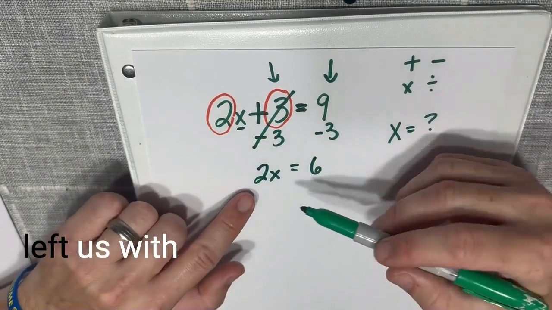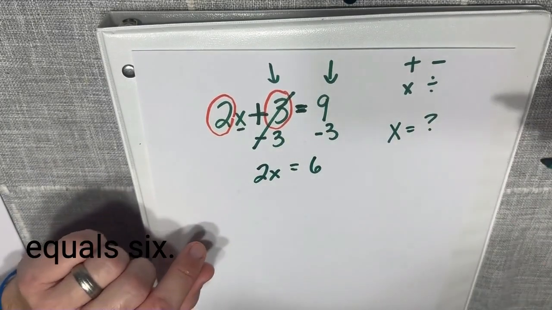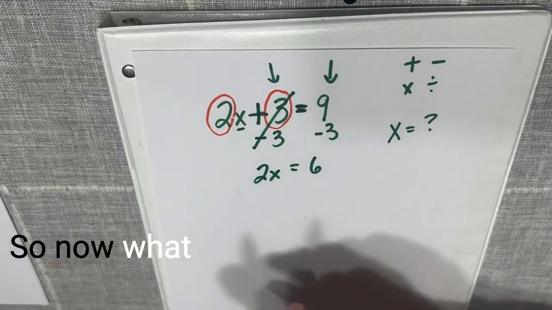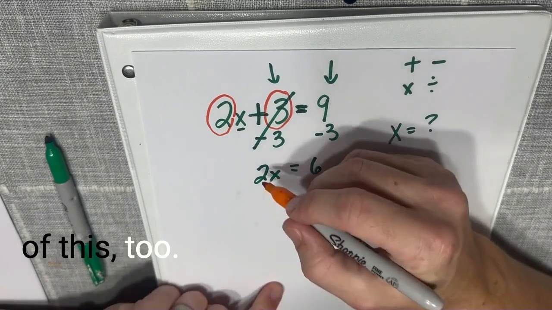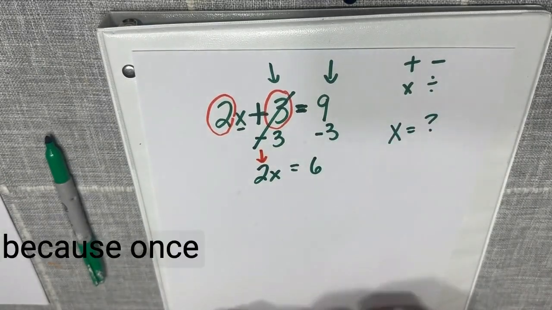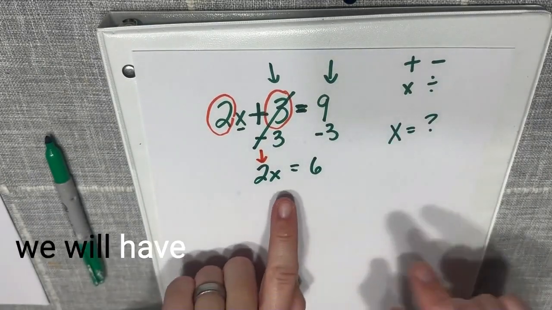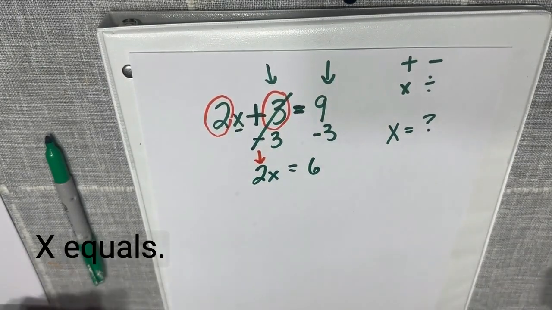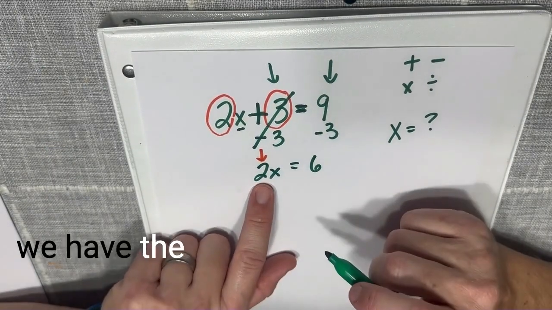Okay. And that left us with just 2x equals 6. All right. So now what we're trying to do is get rid of this 2. Because once we get rid of that 2, we will have what we're looking for, x equals. Now here we have the 2 and the x.